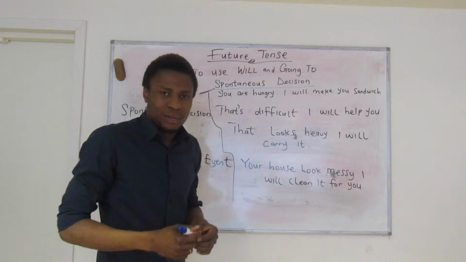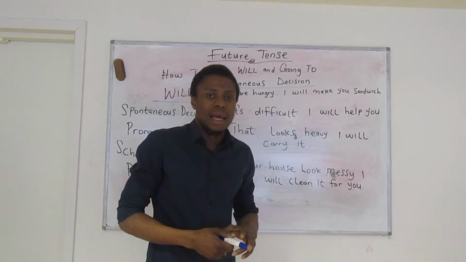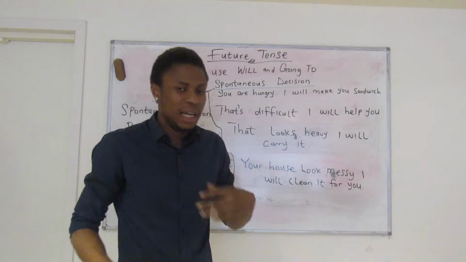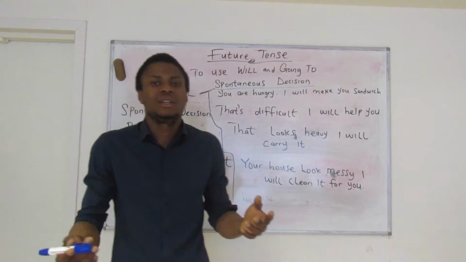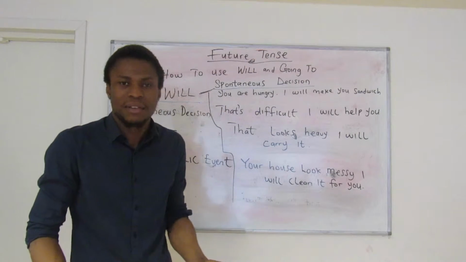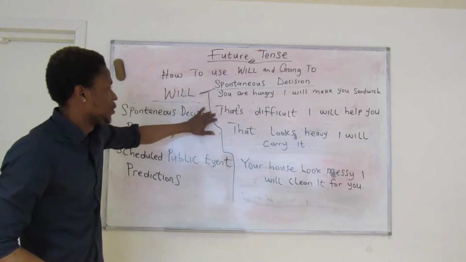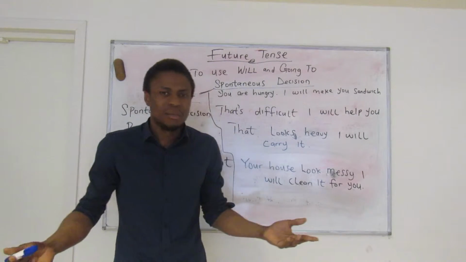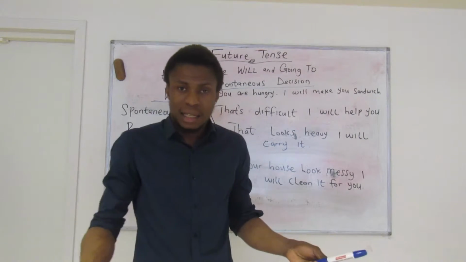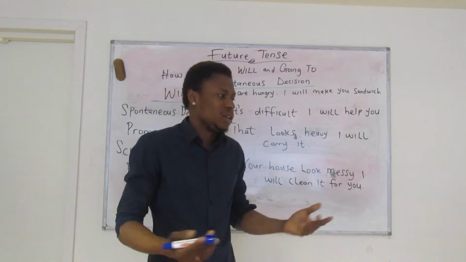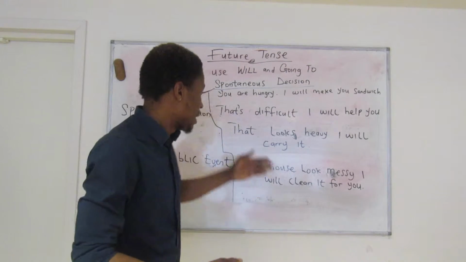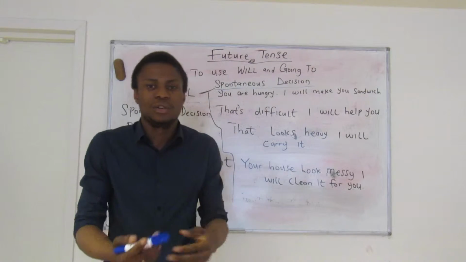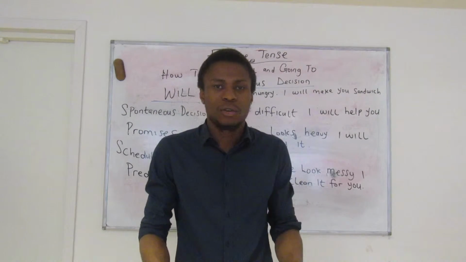You go to your friend's house, or your friend comes to your house, and you say, "Oh, you look hungry. I will make a sandwich for you, or I will feed you." It's a spontaneous decision because your friend looks so hungry and you just want to make your friend feel good. The next one: if you have somebody who is doing something difficult or not easy for that person, you tell that person, "That's difficult, I will help you." You make a spontaneous decision because you see someone having a difficult situation.